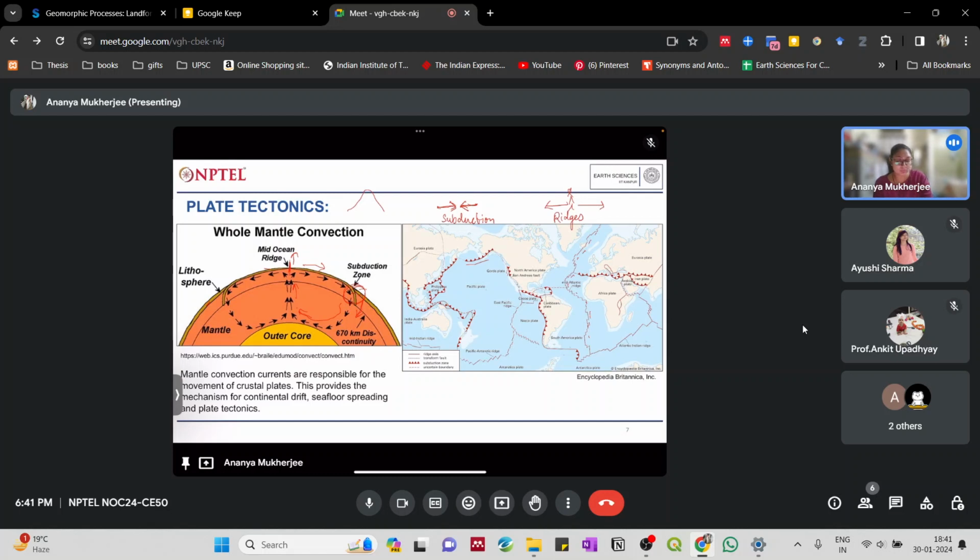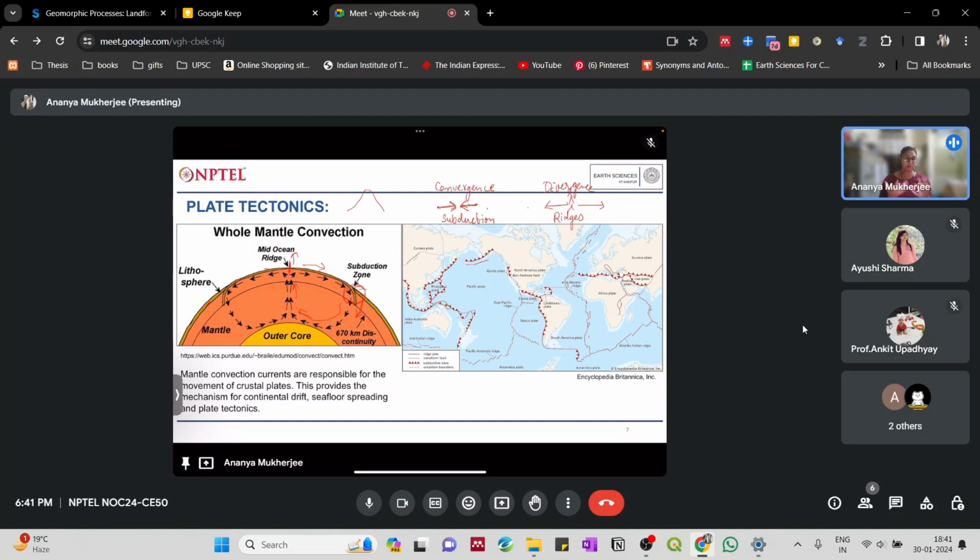Okay, so the process that is happening here is called convergence of plate boundaries, or of plates, and this is the divergence. Divergence is that they are going away from each other. These two are very important processes, due to which we have mountain building.